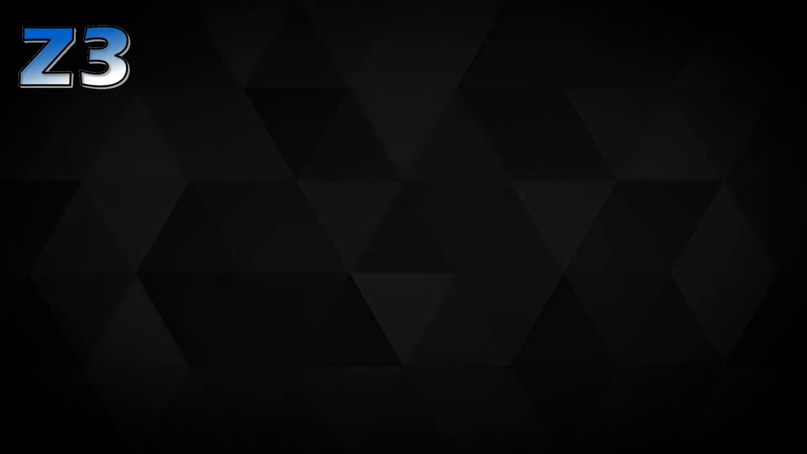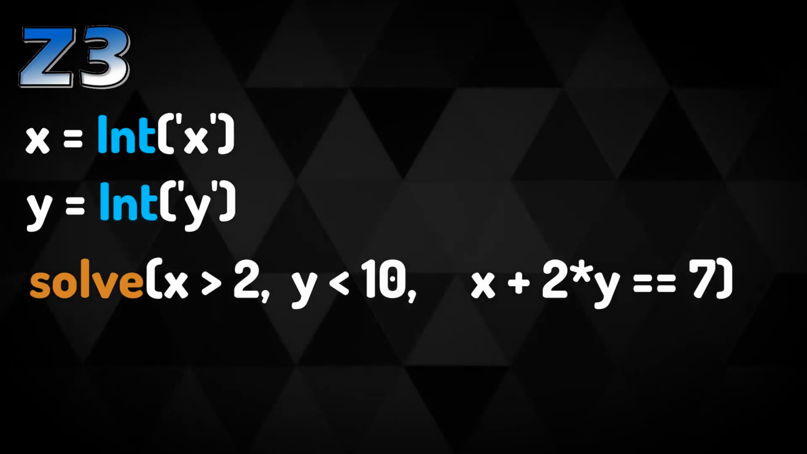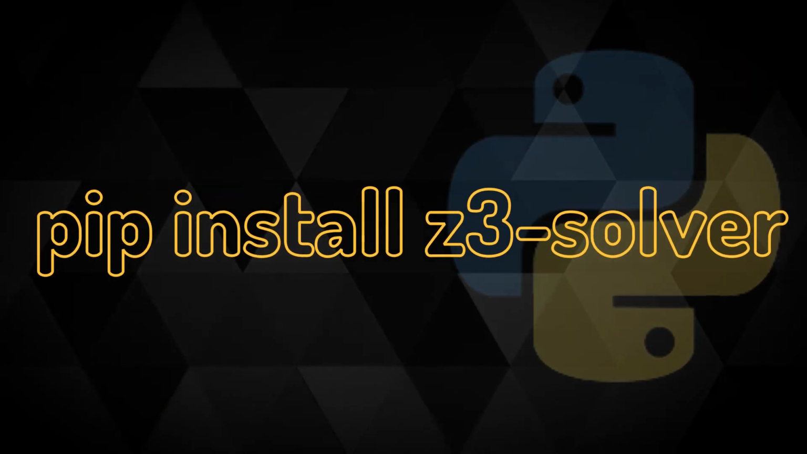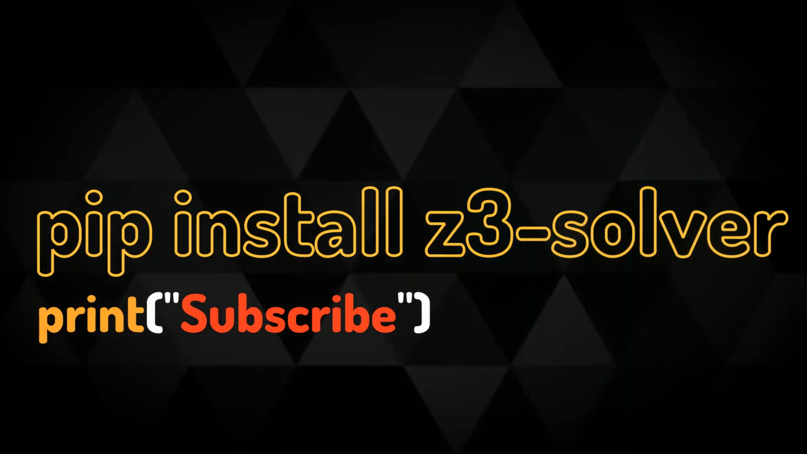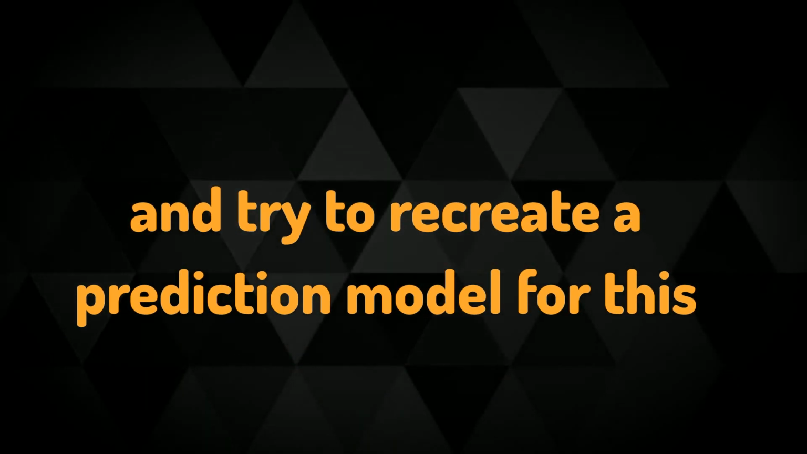Inside the Z3 program shell, we define some random variables and some conditions, and it will shoot a finished model at me, which would be our solution. Luckily, Python offers us a Z3 program shell, and we can code in that. Now let's put the V8 code on one side and try to recreate a prediction model for this.